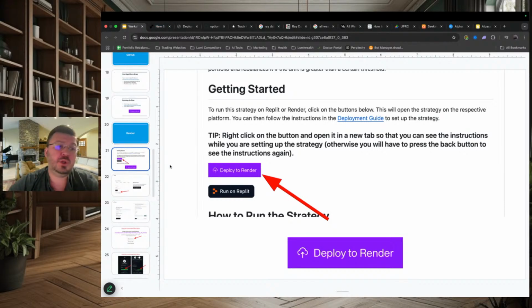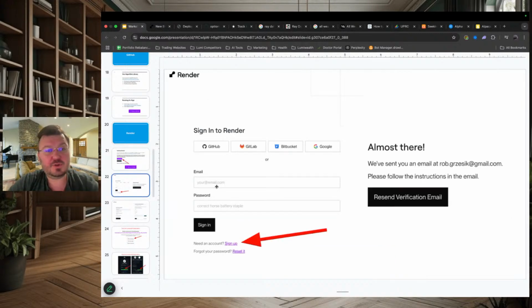We clicked on that deploy to Render button. If you don't have an account with them, you're going to see something like this, right? First of all, you need to create an account. So here it's going to say sign in, or you can sign up. You'll click on the sign up button, fill in the form, and they'll send you an email. You need to verify your email address the same way that you did with Alpaca.